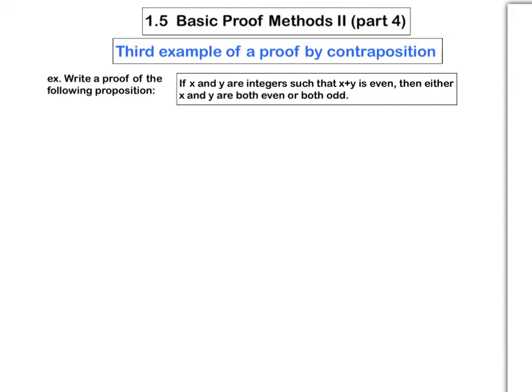Here we have another example of a proof by contraposition. If x and y are integers, such that x plus y is even, then either x and y are both even or both odd. So as usual, your first step should be to write it in symbols. So put your video on hold and write it out in symbols.